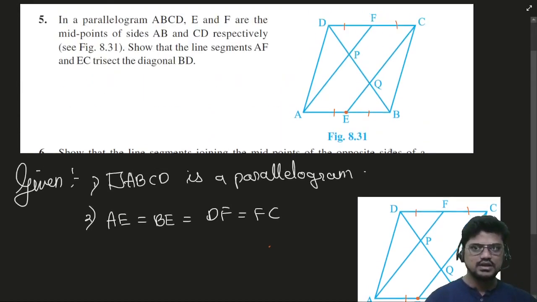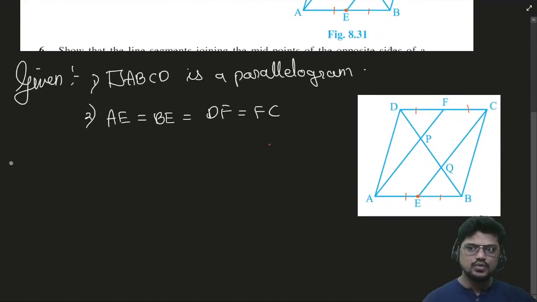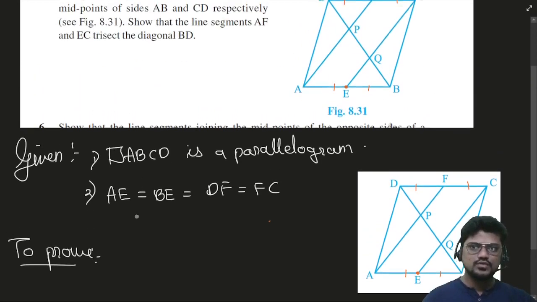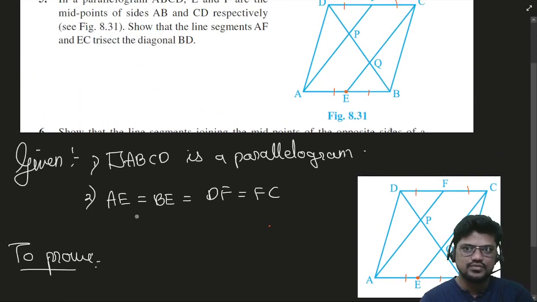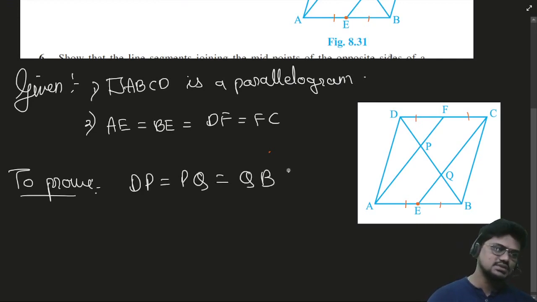This will also come in the given part. And is there anything else given? Now what do you have to prove? Show that the line segments AF and EC trisect the diagonal BD. That means the to prove is DP equals PQ equals QB. Understood? Since it trisects, what does it mean? It divides into three equal parts. Did you understand up to over here? Any doubt till over here? Yes, sir, understood.